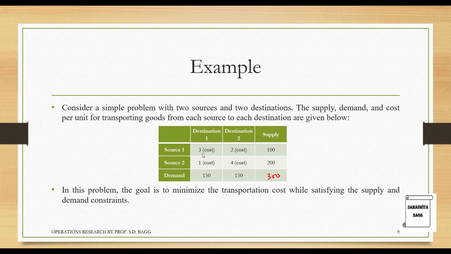And this cell is showing the cost. Suppose you go from source 1 to destination 1, you will have 3 as the cost. If you go from source 2 to destination 1, 1 is the cost. In this problem, the goal is to minimize the transportation cost while satisfying the supply and demand constraints. So this is the type of problem which is generally required to be solved.